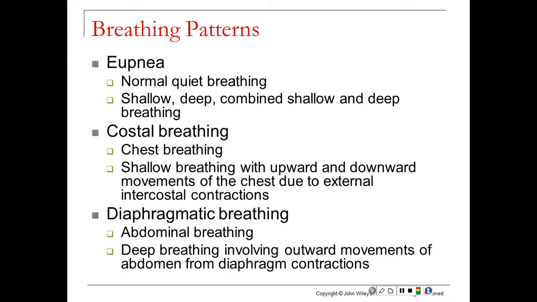There are differences in breathing patterns. Eupnea is normal quiet breathing: shallow, deep, or combined shallow and deep breathing. That's what most of us are doing right now. Costal breathing, or chest breathing, is shallow breathing with more of an upward and downward movement of the chest because of external intercostal contractions. If you've ever watched a newborn breathe, a lot of what they do is costal breathing. Diaphragmatic breathing is abdominal breathing. This is deep breathing involving outward movements of the abdomen from diaphragm contractions.